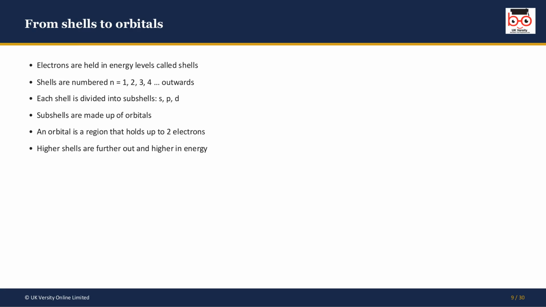Now we zoom in on where the electrons actually sit. They're held in energy levels called shells, numbered n equals 1, 2, 3, 4, and so on as we move outwards. Each shell is divided into subshells, labeled s, p, and d, and those subshells are themselves made up of orbitals. An orbital is just a region of space that can hold up to 2 electrons. And as a rule, the higher the shell, the further out it lies and the higher its energy.